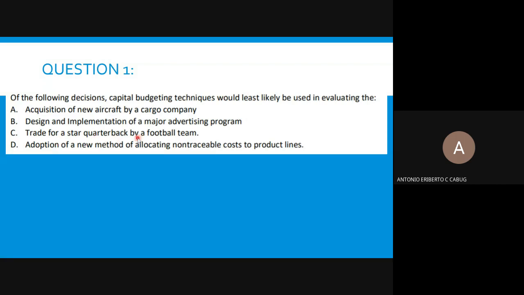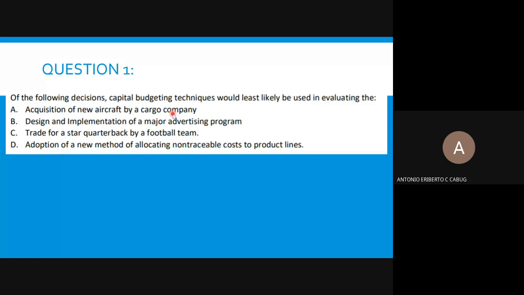Trade for a star quarterback by a football team. So, let's apply it to basketball. When we trade, we take LeBron. That is a large amount. So, those that would entail a large outflow of cash might need the tools and techniques in capital budgeting.